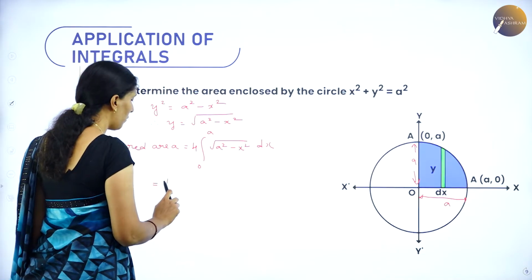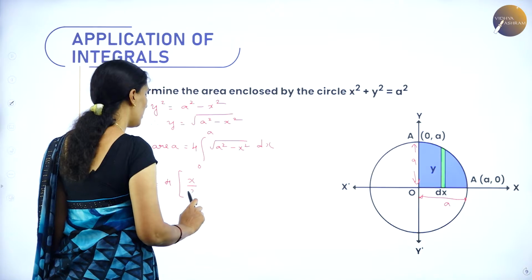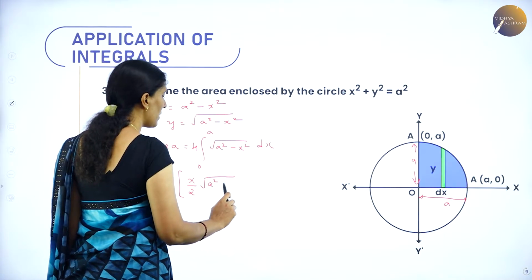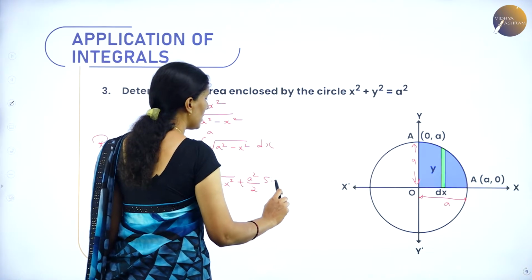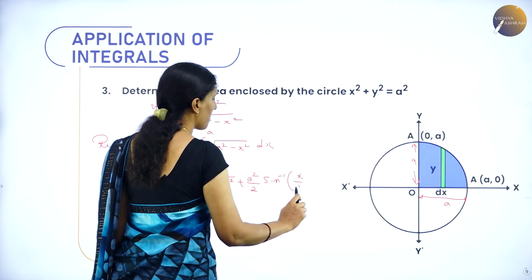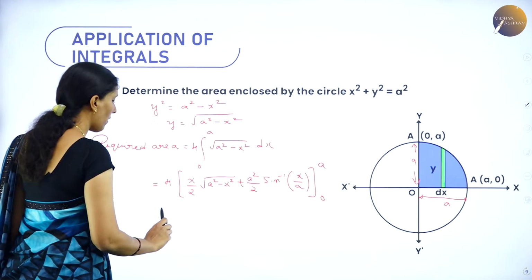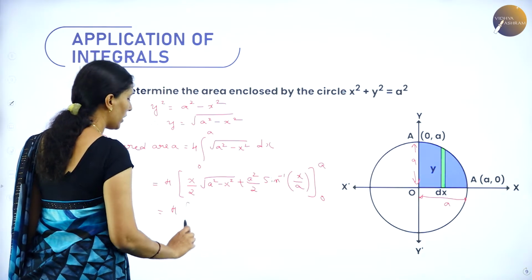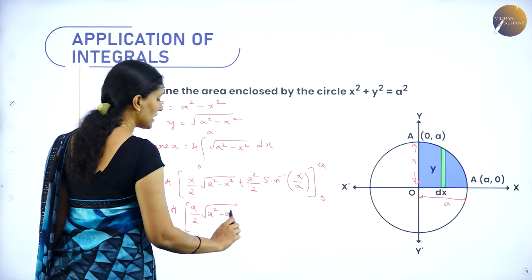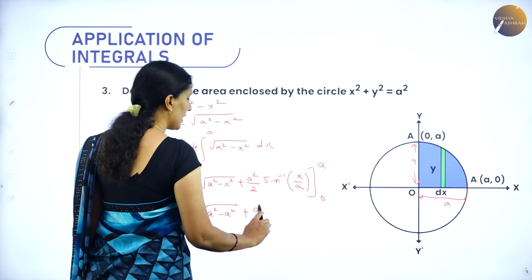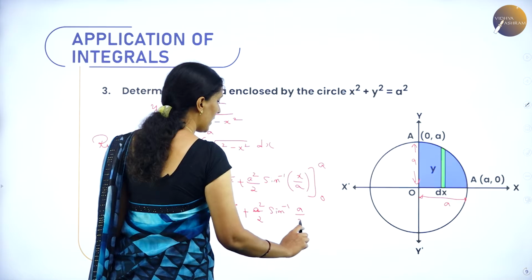And here we have 4 into the integral of root of a square minus x square, which is x by 2 root of a square minus x square plus a square by 2 sin inverse x by a, with respect to the limits 0 and a. So now apply the limit as a. So it is 4 into a by 2 root of a square minus a square plus a square by 2 sin inverse a by a.